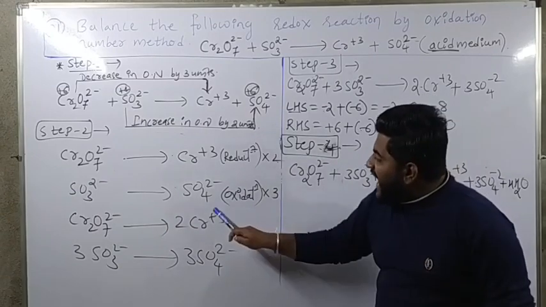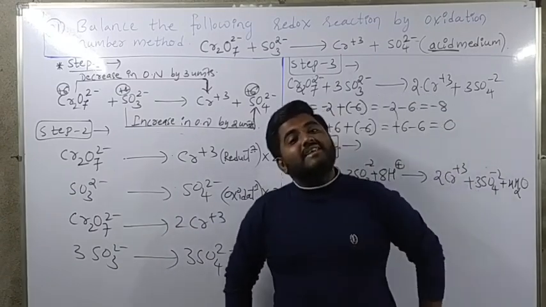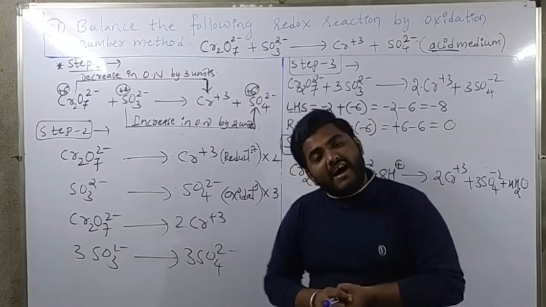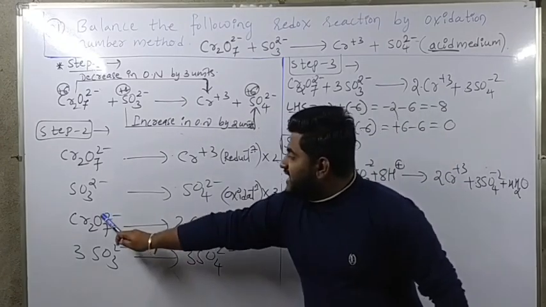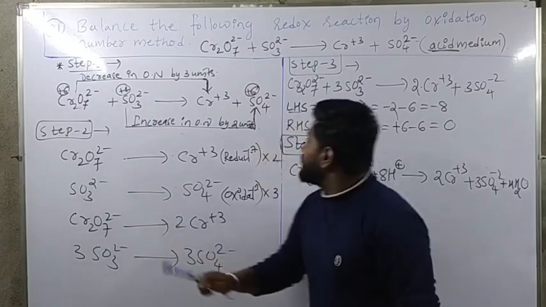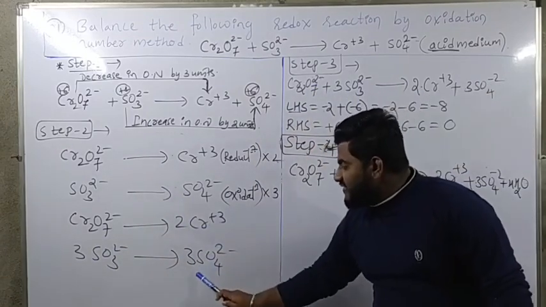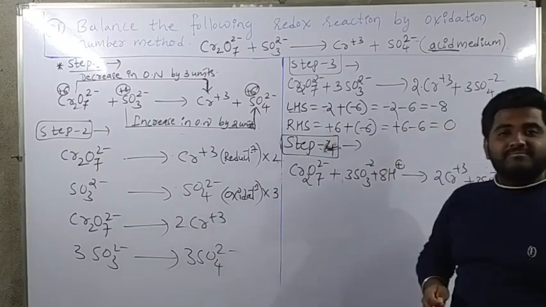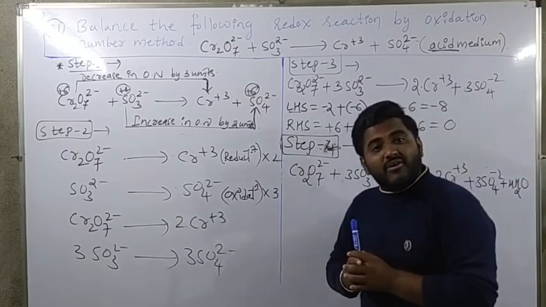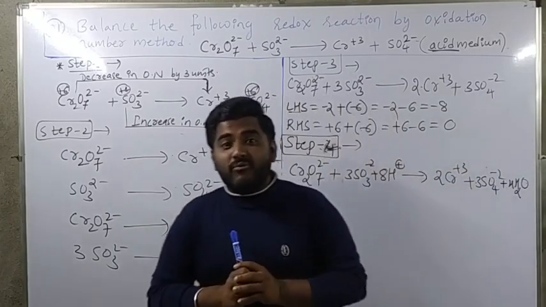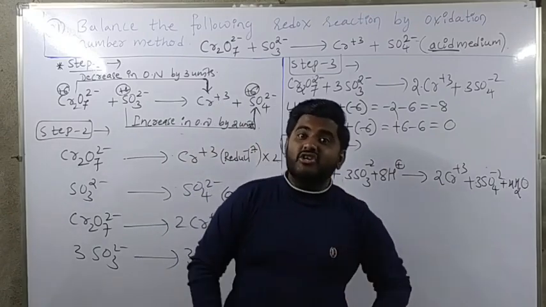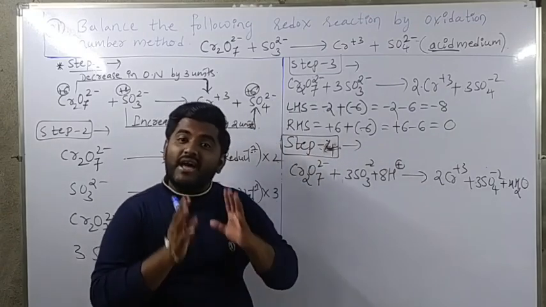In step 3, add both the equations. How to add? LHS side we have to add separately, RHS side we have to add separately. Cr2O7 2 minus, 3SO3 2 minus, that I have written. RHS side 2Cr 3 plus, 3SO4 2 minus, that I have written. Then third step you understood. So mainly in the fourth step, what you have to do? Balance the charge and balance the number of hydrogen and oxygen.